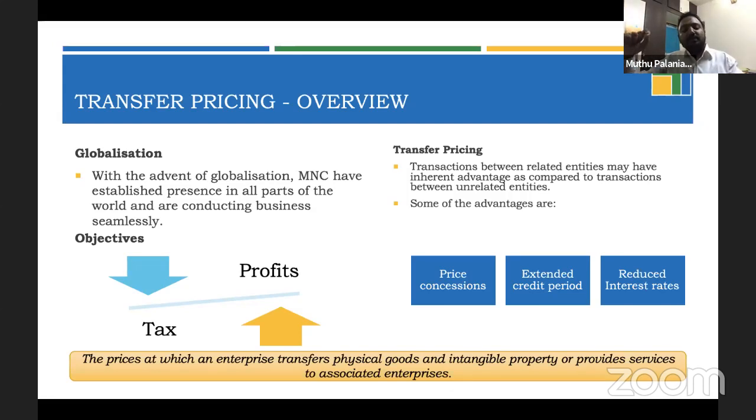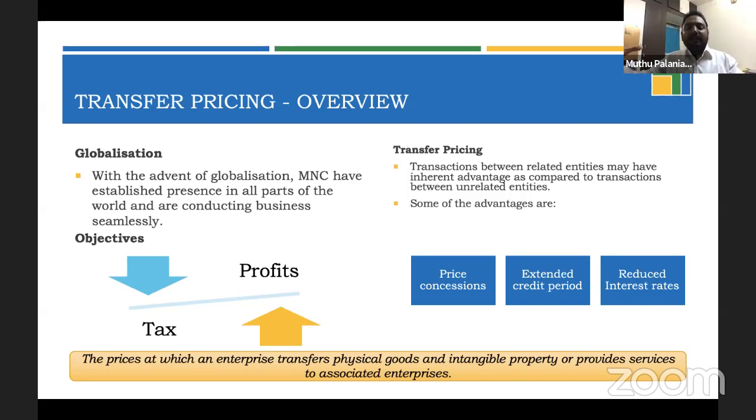Transfer price is basically the price at which enterprises transfer goods between them. It could be a physical good or intangible property. It is being transferred to an associated enterprise. Associated enterprise, for the time being, we'll understand as a related entity as described under the Companies Act 2013 or the Income Tax Act. So any price at which a transaction is happening between related entities is called a transfer pricing event.